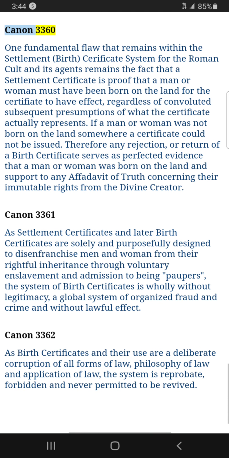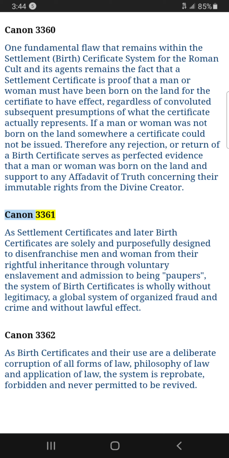Canon 3360. One fundamental flaw that remains within the settlement, birth, certificate system for the Roman cult and its agents remains the fact that a settlement certificate is proof that a man or woman must have been born on the land for the certificate to have effect, regardless of convoluted subsequent presumptions of what the certificate actually represents. If a man or woman was not born on the land somewhere, a certificate could not be issued. Therefore, any rejection or return of a birth certificate serves as perfected evidence that a man or woman was born on the land and support to any affidavit of truth concerning their immutable rights from the divine creator.